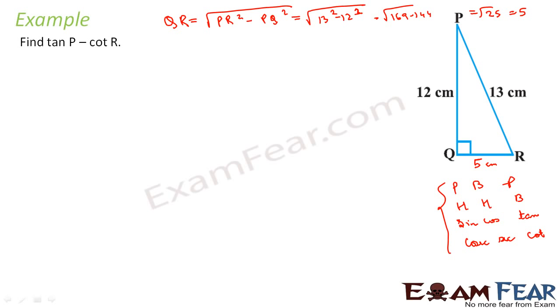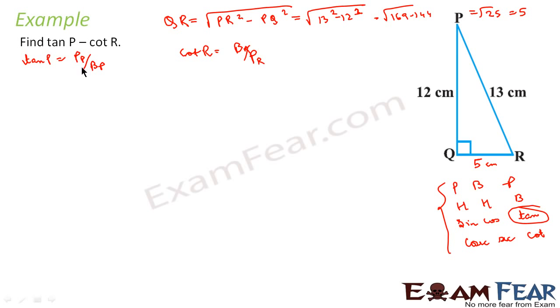Now I have to find tan P. Tan P is nothing but P by B, when P is the frame of reference. Correct? Cot R will be the opposite of tan, that is B by P. This B by P, correct? B and P both when R is the frame of reference.